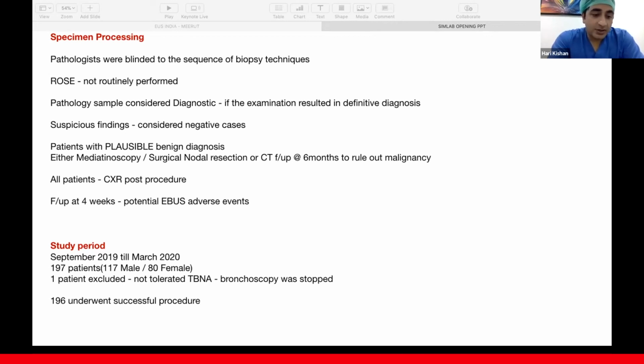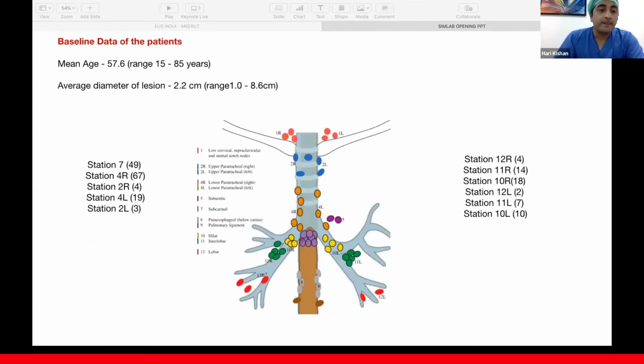Over a period of around 6 months, 197 patients underwent this procedure. If you look at the stations punctured, most commonly they punctured the 4R station, not only the major stations like 7, 4R, 4L, 2L, but they also mentioned their data from the 12L stations and so on, so the subsegment as well.